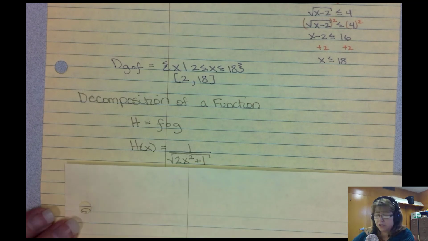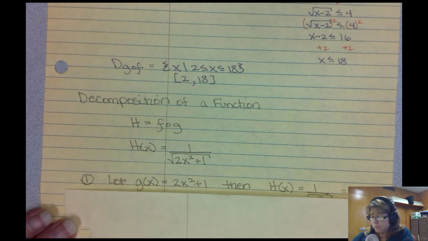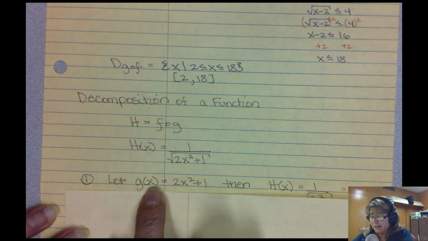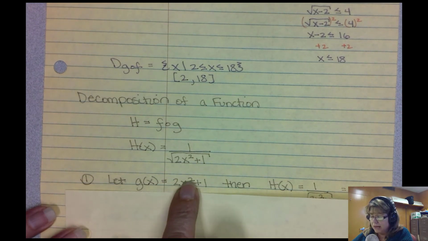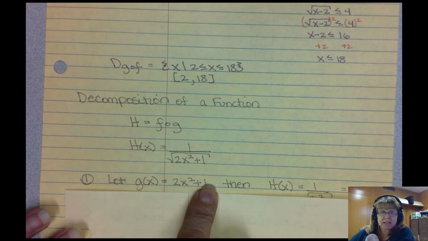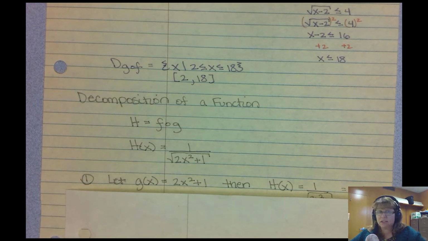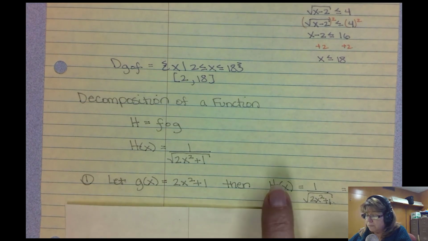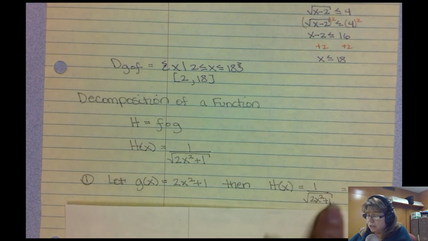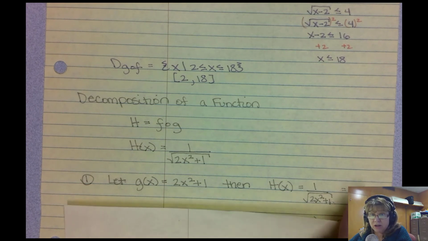So here's what I'm going to do. I'm going to allow g of x to be what's inside this radical. Okay, so 2x squared plus 1. I'm selecting it. I'm totally allowing it to be this. Then we have, well, h of x would be its original form, or it could be written as 1 over the square root of g of x.